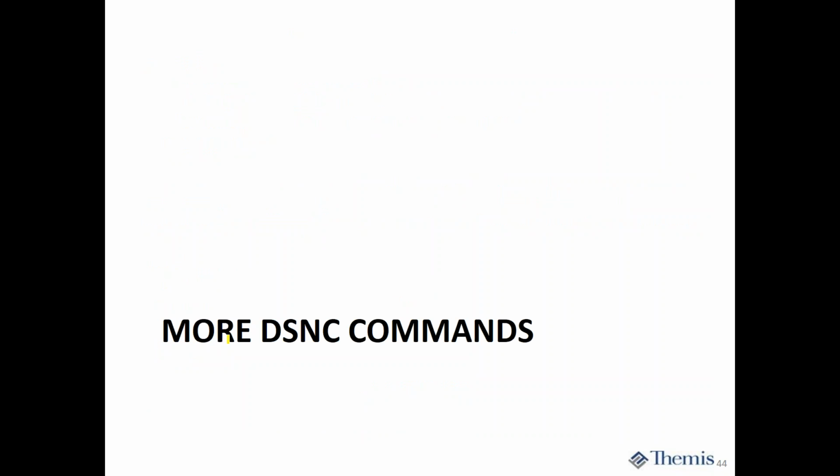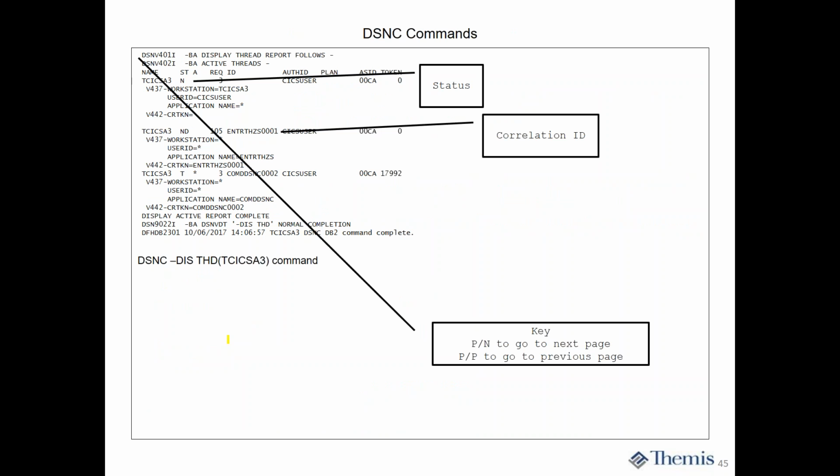More DSNC commands and we'll be done. Now, I can also display threads from a DB2 point of view. So basically, this is the DB2 display threads. You can see the status. I've kind of highlighted that, the ST column, okay? I promise I'm almost done, guys. I tell you what all the statuses are, a whole bunch of them. I'm not going to read them to you. I've also highlighted the correlation ID from this display. So if I wanted to cancel the thread, there's a correlation ID I can use.